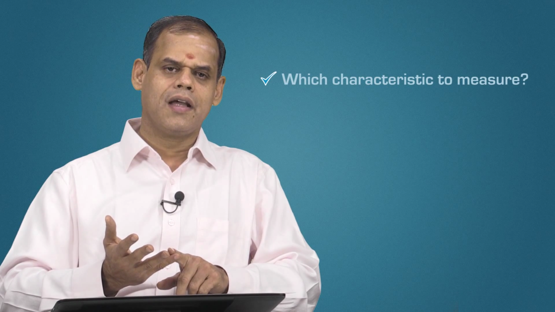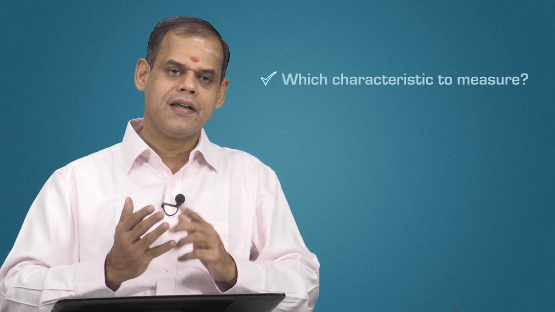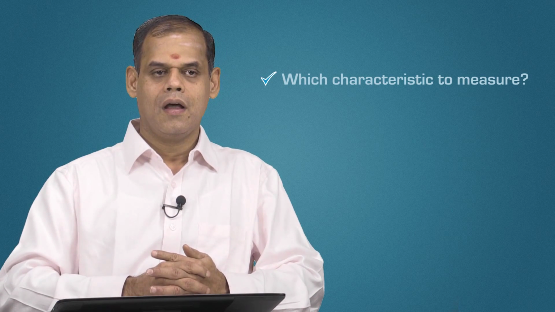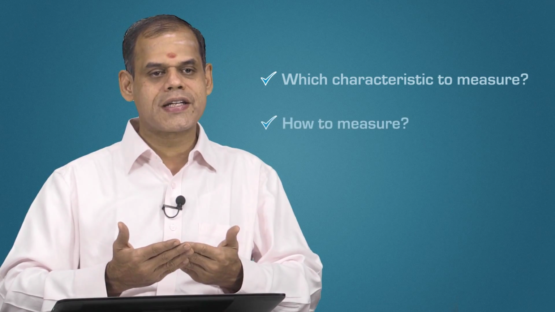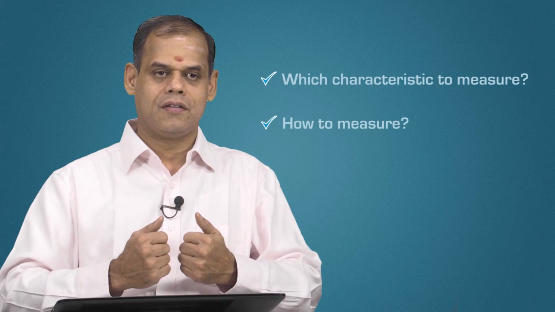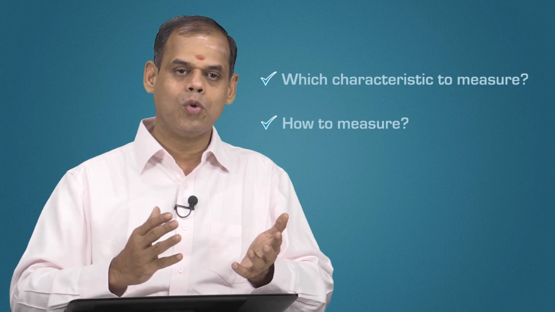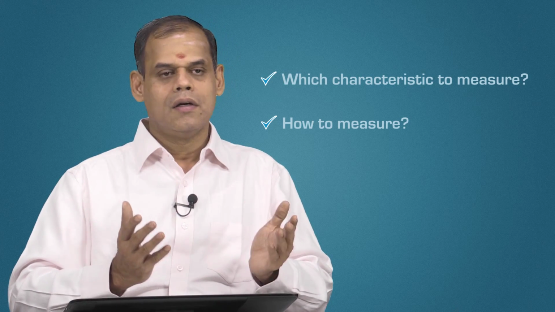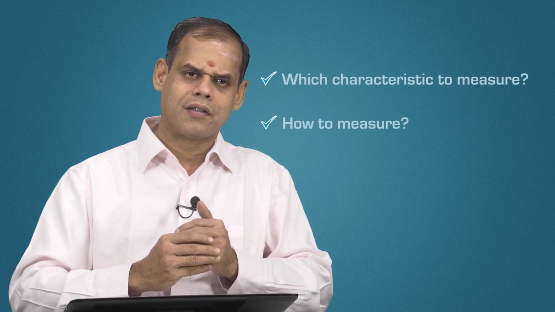So at the outset, the questions that we need to address are: what is the characteristic in a process that needs to be measured for the purpose of quality control, and how should we measure for the purpose of analysis? Once we know these two, then we can look at the process and find out how to control the process.